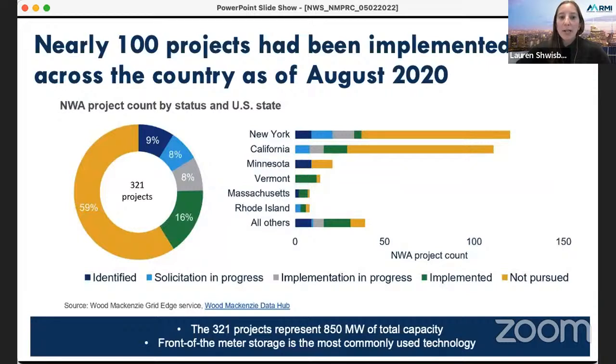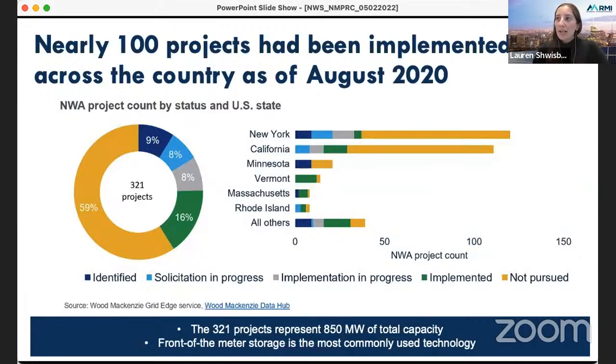So the state of the market, as of August 2020, which is the most recent public data I've seen here, Wood Mackenzie had tracked 321 non-wires projects in their database, and those 321 projects were about 850 megawatts of total capacity. Of the projects that are implementation in progress, or a solicitation in progress, we have about 100 projects.